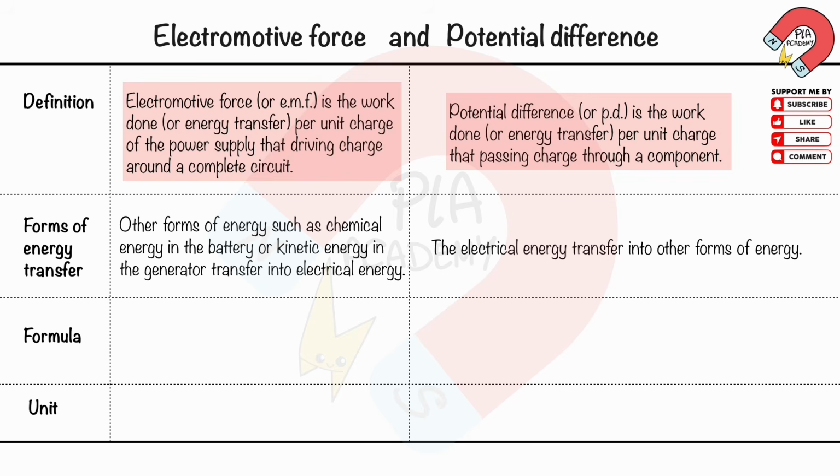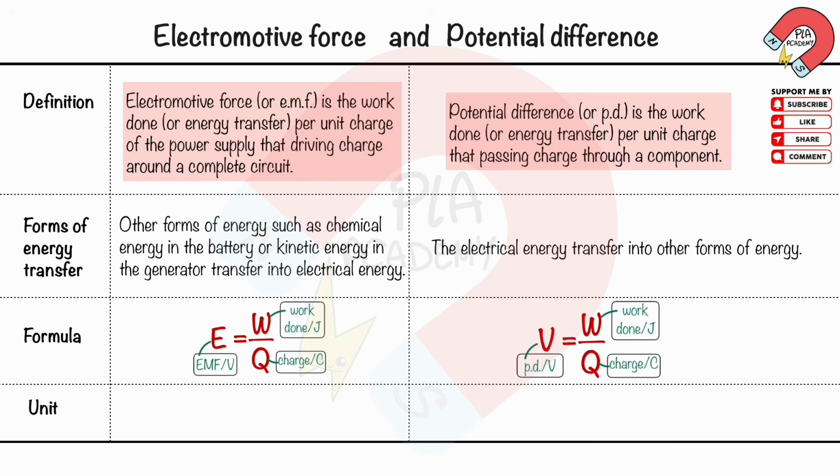The formula for the electromotive force can be written as E equals W divided by Q, where E is EMF in volt, W is the work done or energy transferred in joule, and Q is the charge in coulombs. The formula for the potential difference can be written as V equals W divided by Q, where V is PD in volt, W is the work done or energy transferred in joule, and Q is the charge in coulombs.